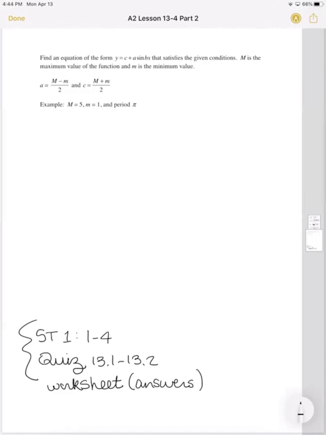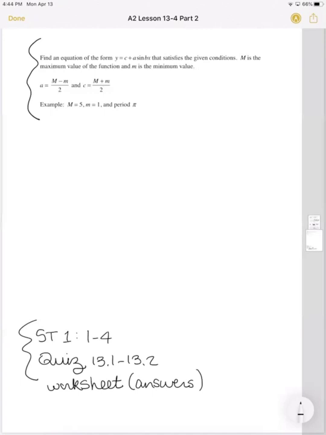Now, here's what you're going to have. Let's look at the top of the page here. You're going to have this for a homework problem also. It says find an equation of the form y equals c plus a sine bx. And what it wants to do is it's going to give you the maximum and the minimum values.